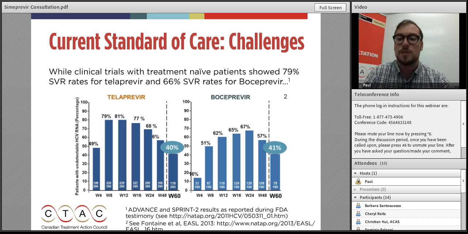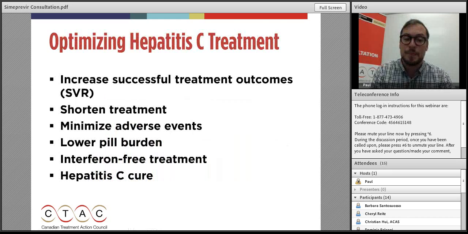And in fact, we see a 40% SVR rate amongst these harder to treat populations with Simeprevir and 41% rates amongst harder to treat populations with Boceprevir. So one of the take-home messages here is that one of the things that we're looking for in new hepatitis C treatments that are going to become available is treatments that show they're effective with people living with hepatitis C who are harder to treat, or who have relapsed after treatment, or have not responded to hepatitis C treatment in the past.